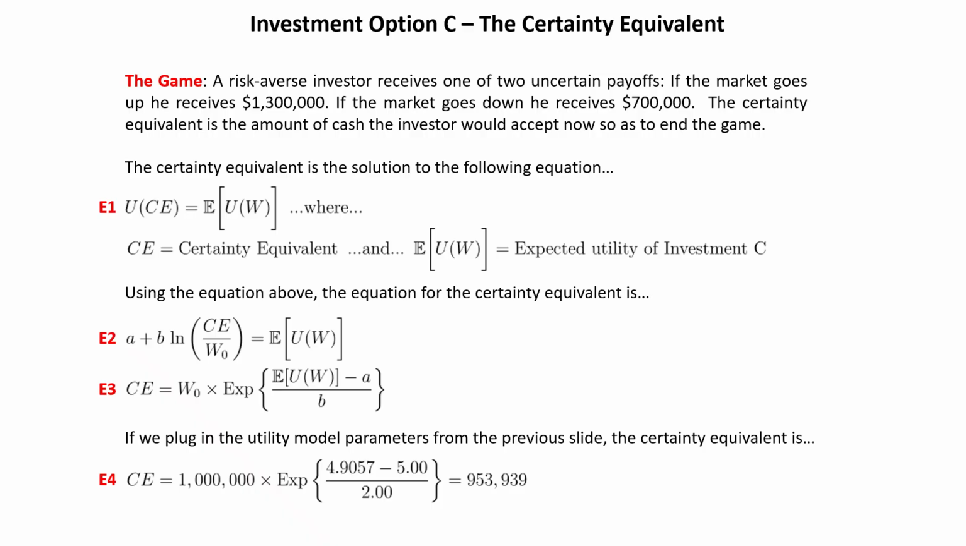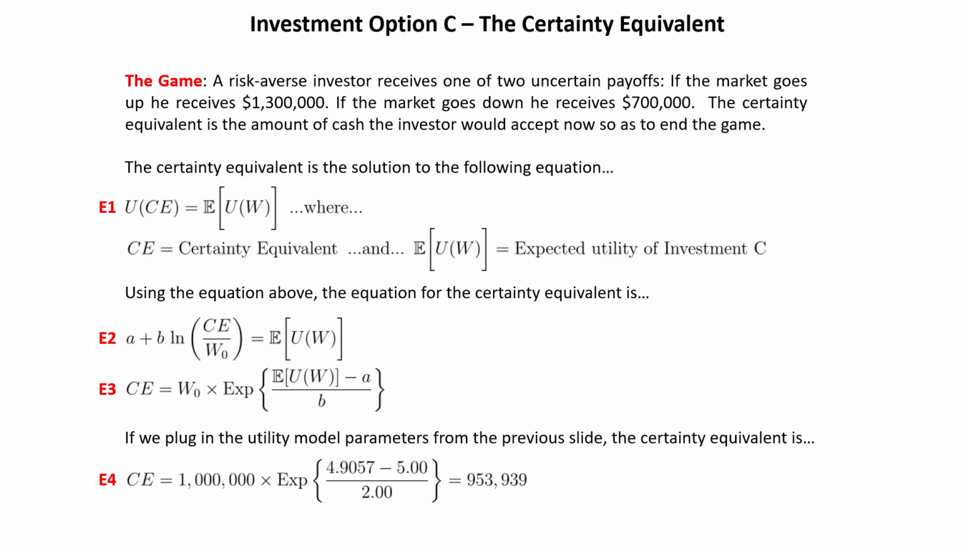So now what we're going to do is apply the Deal or No Deal type of game show to our investment option C. So here's the revised game. A risk-averse investor receives one of two uncertain payoffs. If the market goes up, he receives 1.3 million. If the market goes down, he receives 700,000.